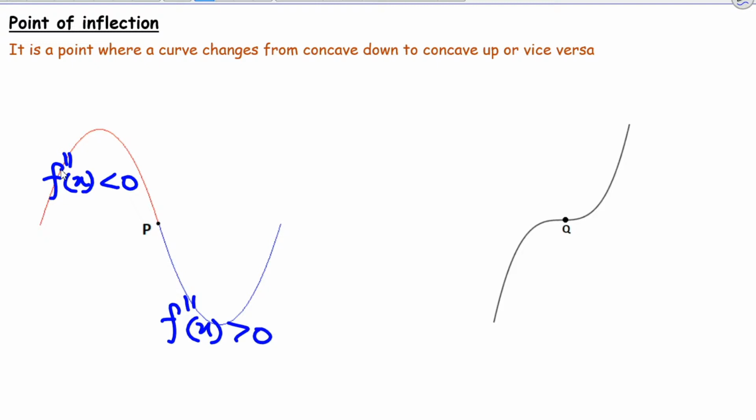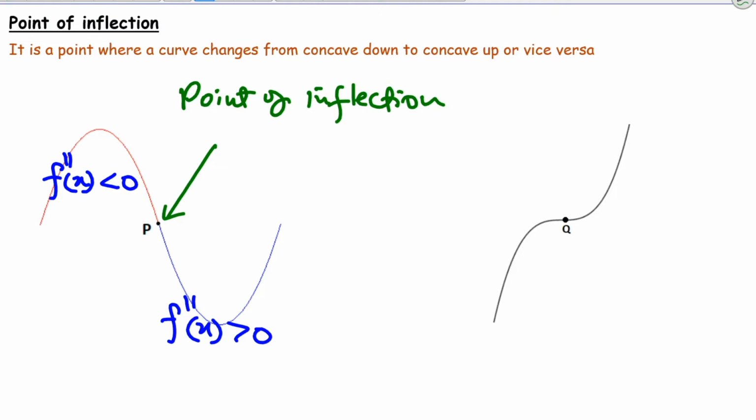Now, the point where the concavity changes is what's called the point of inflection. So this one here is what we call the point of inflection. Okay? Now, at this point, concavity changes. So here, concavity changes.